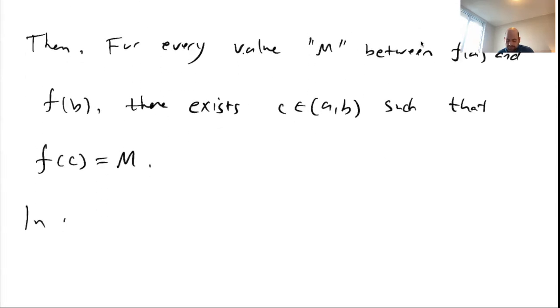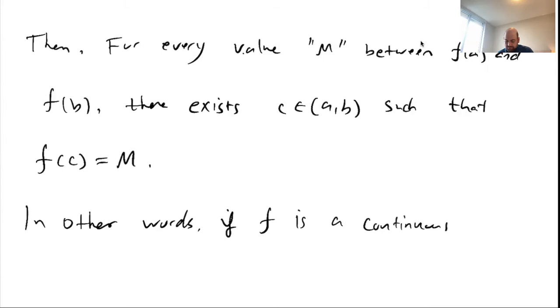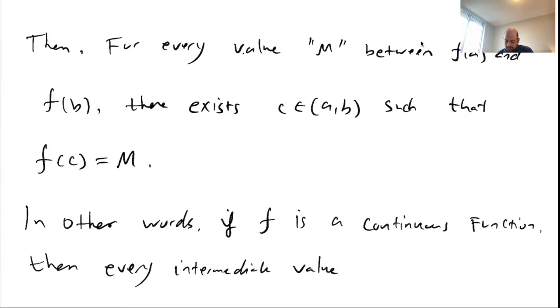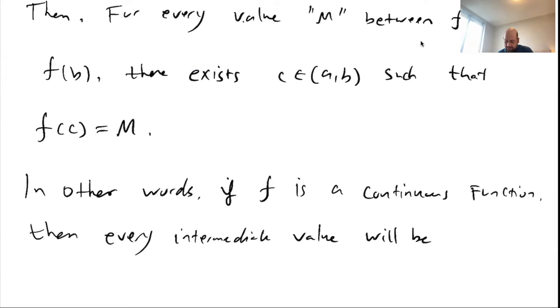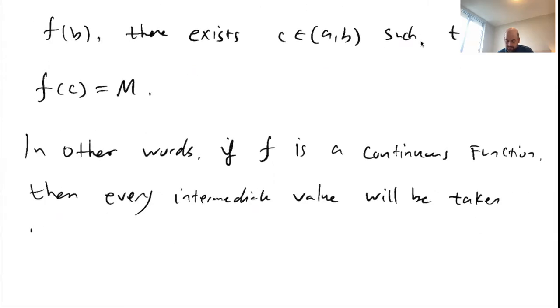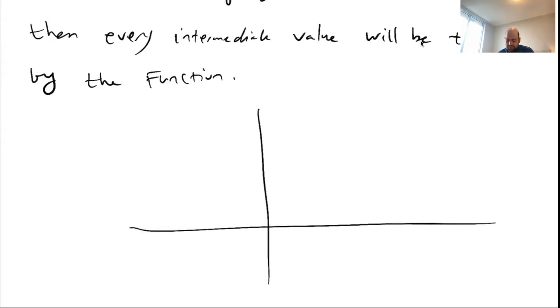In other words, if f is a continuous function, then every intermediate value will be taken by the function. So let me sketch a graph and explain this theorem.